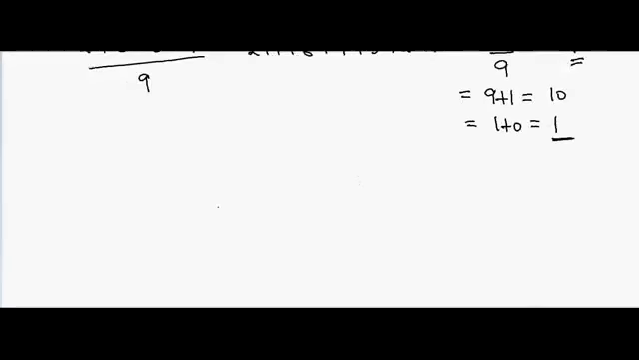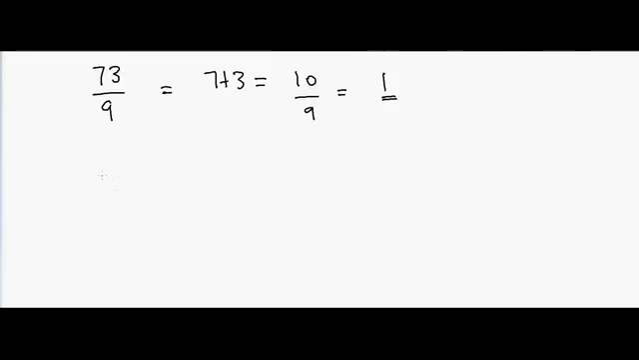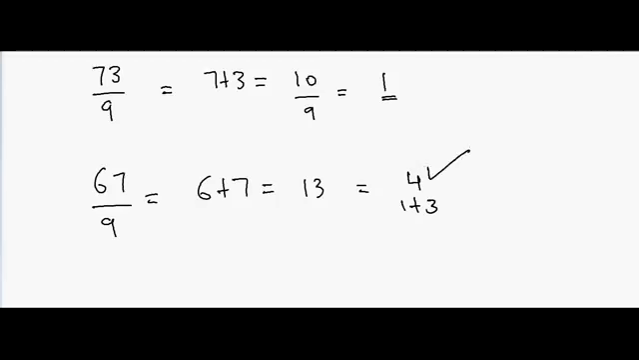Another example, a much easier one: if I have 73 and I want to divide by 9, we know that 7 plus 3 is equal to 10, and if I divide that by 9, my remainder will be equal to 1. Again, if I have 67 and I want to divide by 9, in that case 6 plus 7 is equal to 13, and again 1 plus 3 is equal to 4, so the remainder is 4.